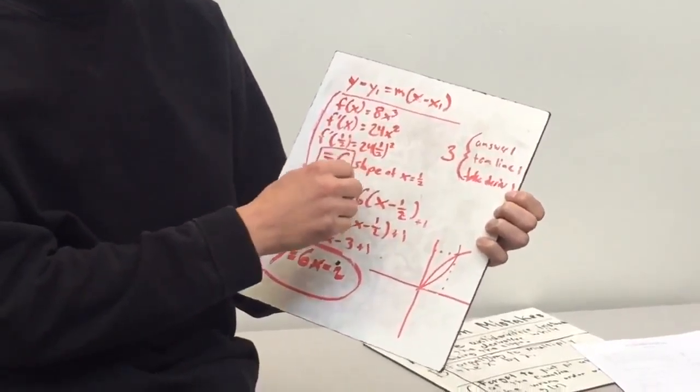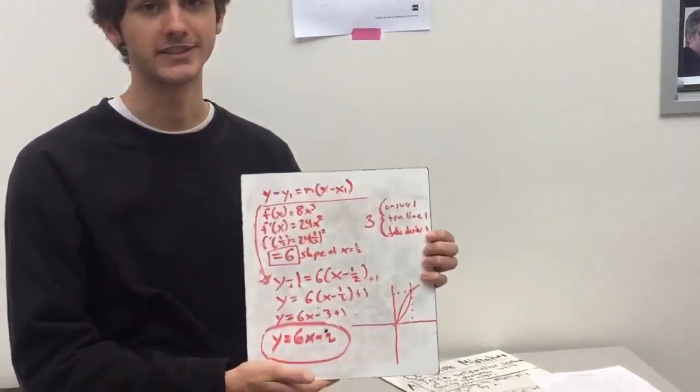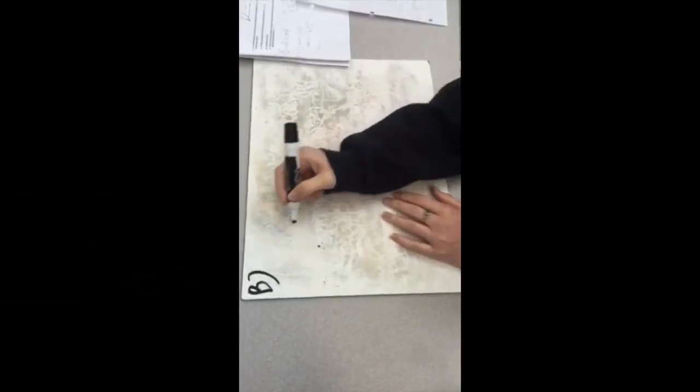If we solve for y, we get the answer y equals 6x minus 2, and that's the equation of the tangent line. Now we will be doing problem B.